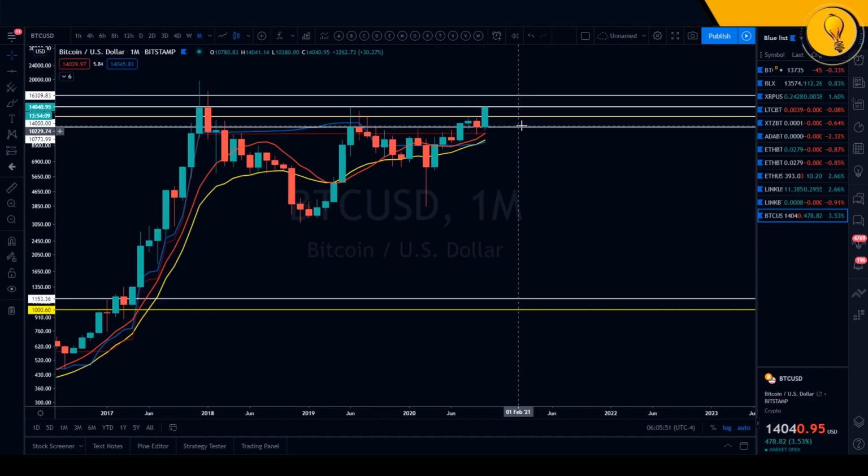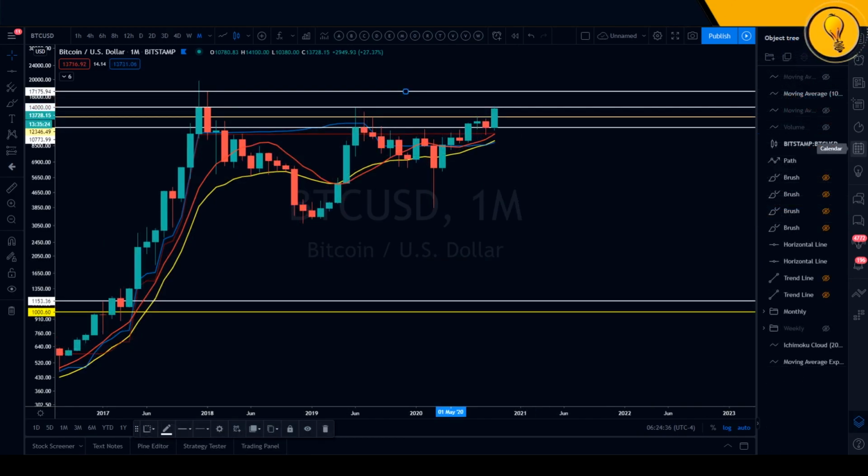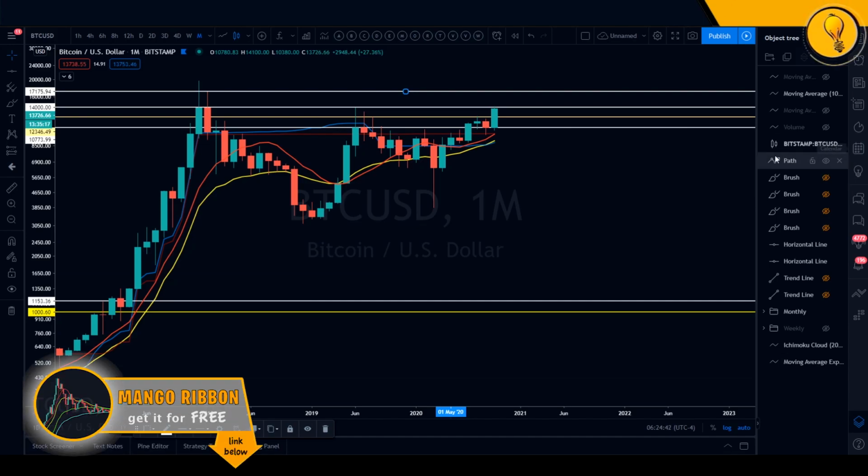I think this rips from here, guys. We're going straight to 16K, FYI. That is going to be the next major weekly resistance that price is likely to contest. As far as the monthly time frame goes, if we close over 14K, it goes all the way. I think the next region goes all the way to 17.1K, all the way up to that 20K psychological resistance overhead. It's going to be explosive.